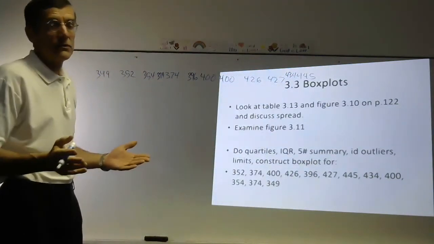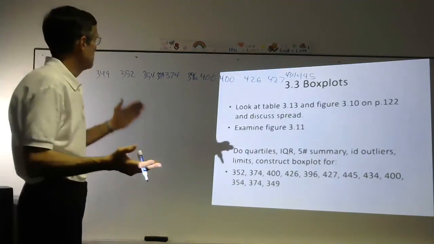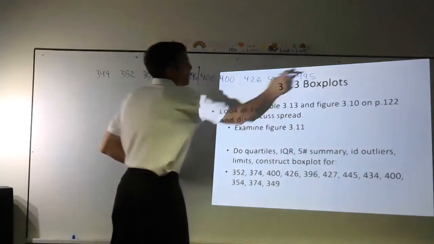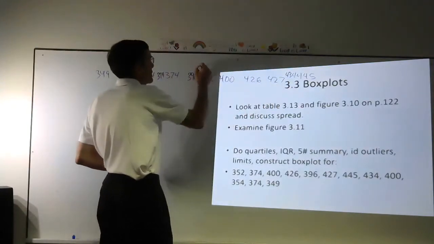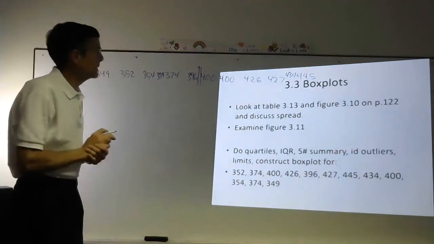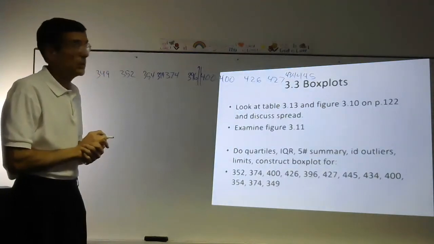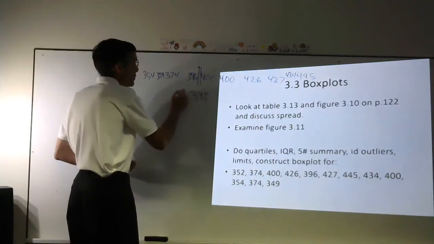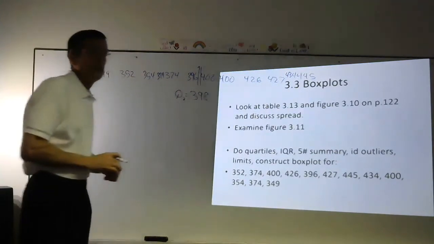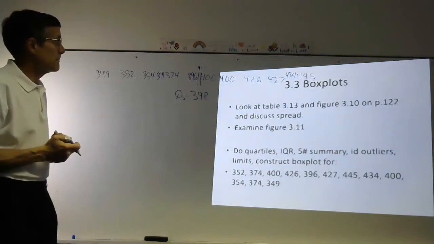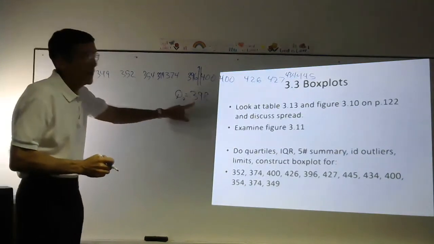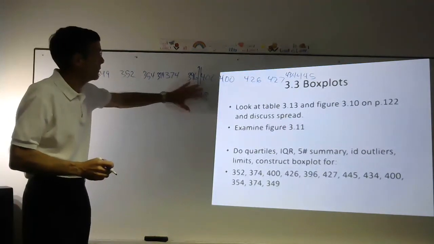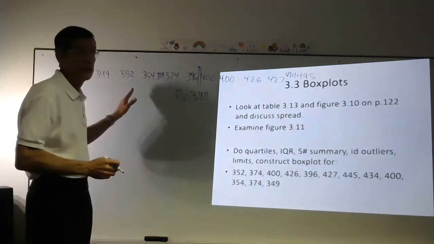All right, let's go through the whole thing. There's 12 items of data. We want to first get the middle, the median. 1, 2, 3, 4, 5, 6. 1, 2, 3, 4, 5, 6. I'm dead in the middle of 396 and 400. Is that not 398? So Q2 is 398. Now, was the 398 a data value? No, it wasn't. So you don't include it when you're doing the Q1.